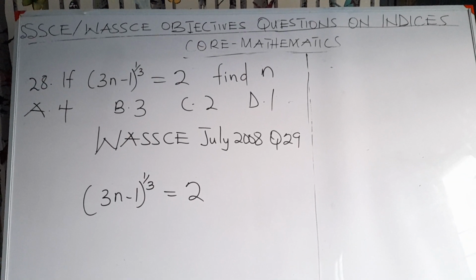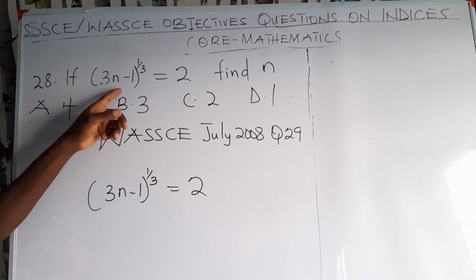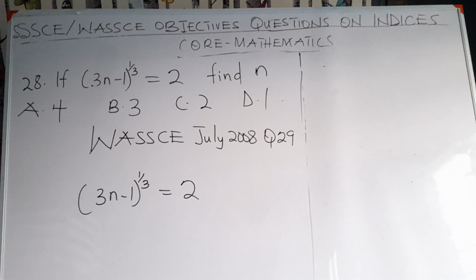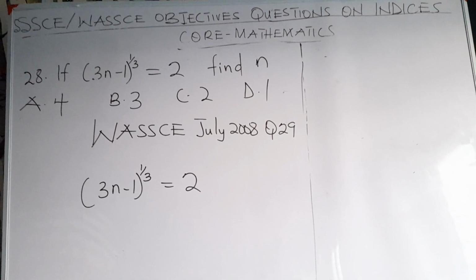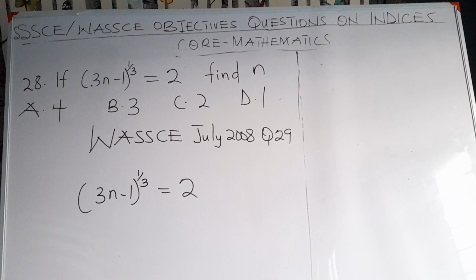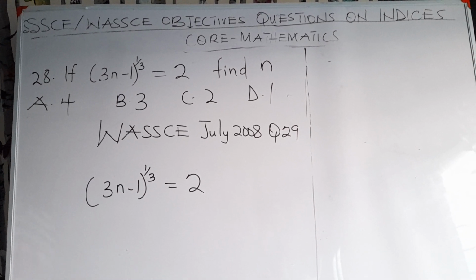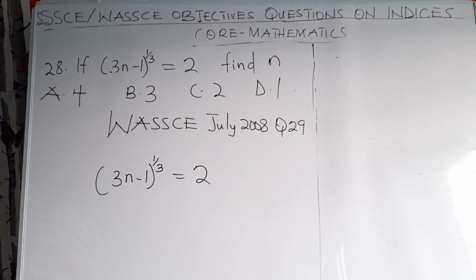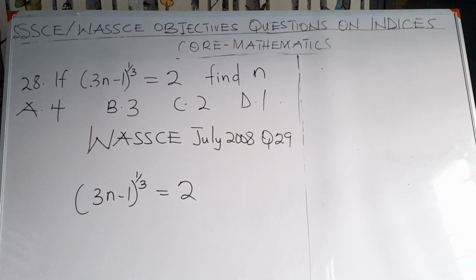Next up, question number 20. They say if (3n minus 1) exponent 1 third is equal to 2, we should find the value of n. This is WASSCE July 2008 question, objective question number 29. Please try to solve and see if you get the answer.